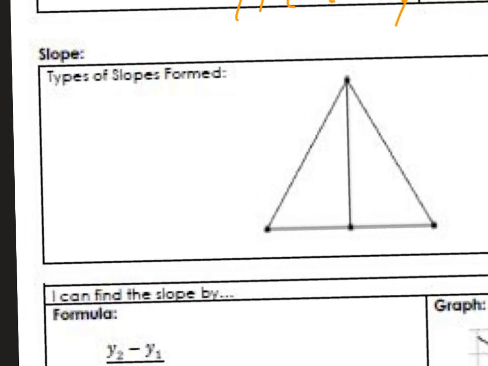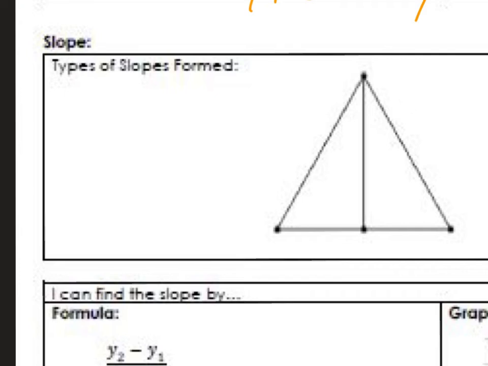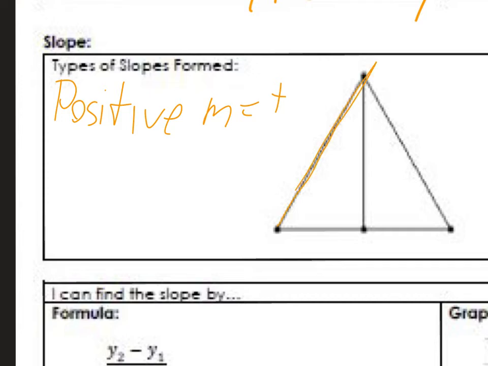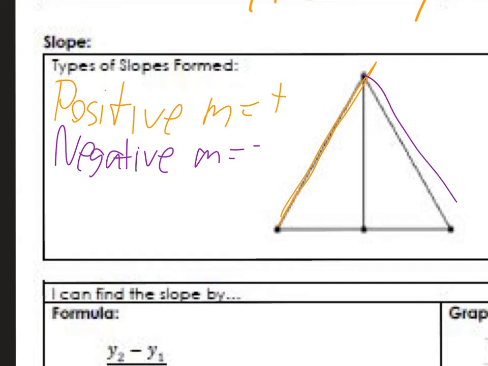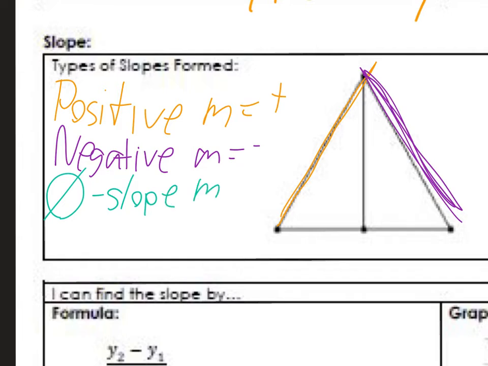Slopes. We talked about 4 types of slopes in this unit. We talked about positive slopes, where m is equal to a positive number. We talked about negative slopes, where m is equal to a negative number. We talked about zero slopes, where m is equal to 0. This makes horizontal lines.